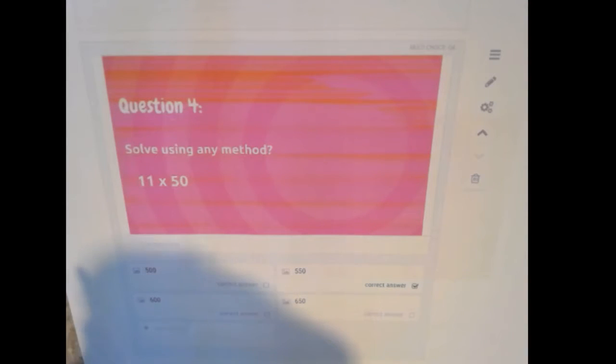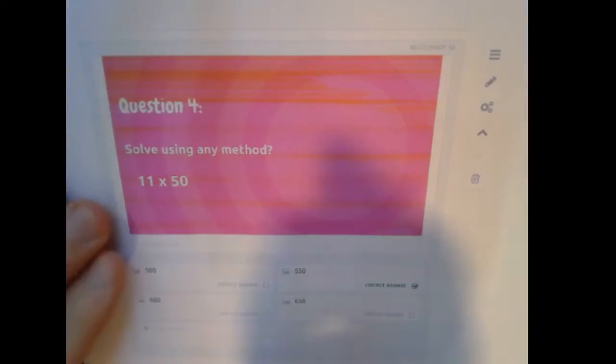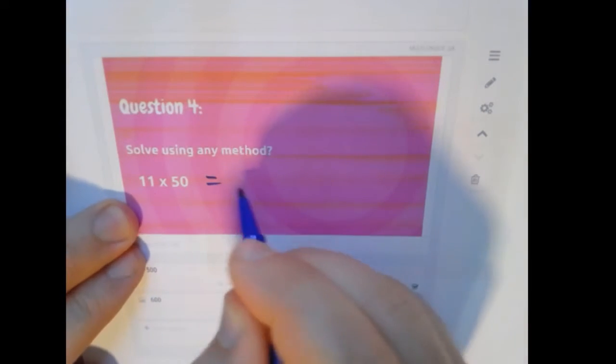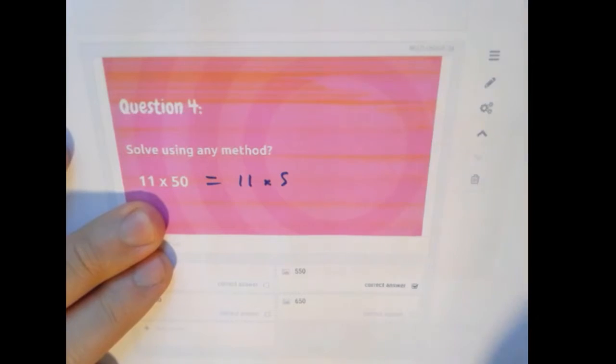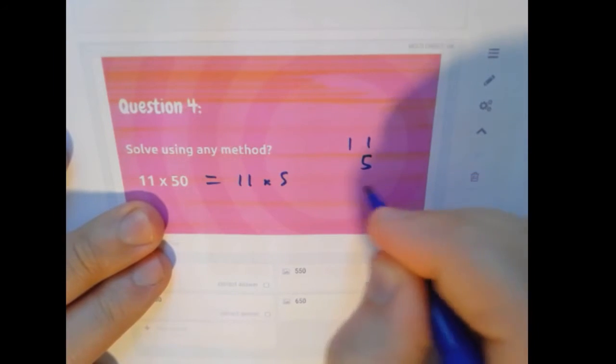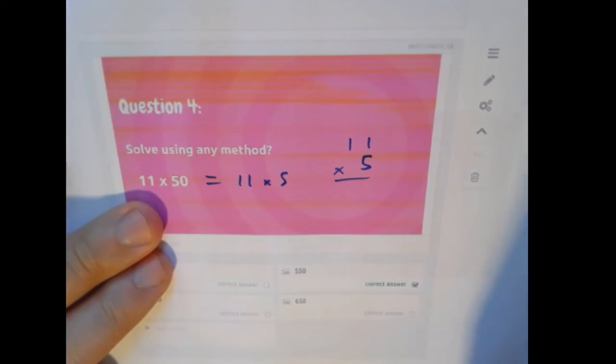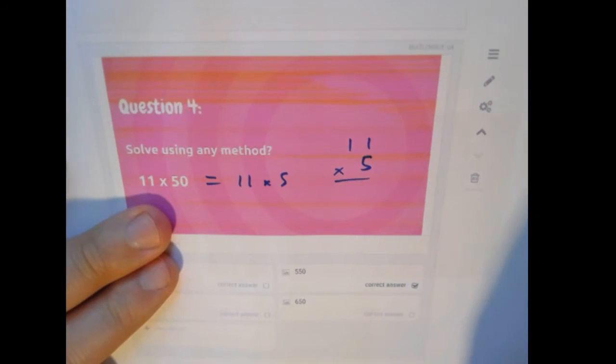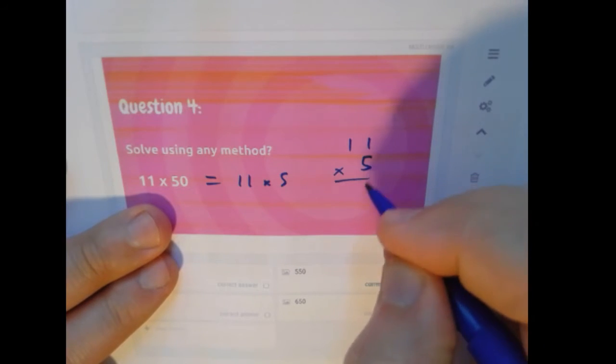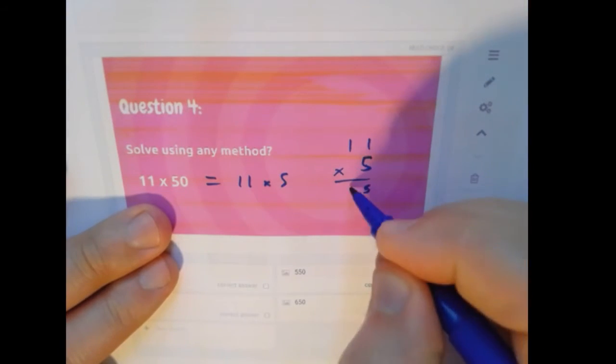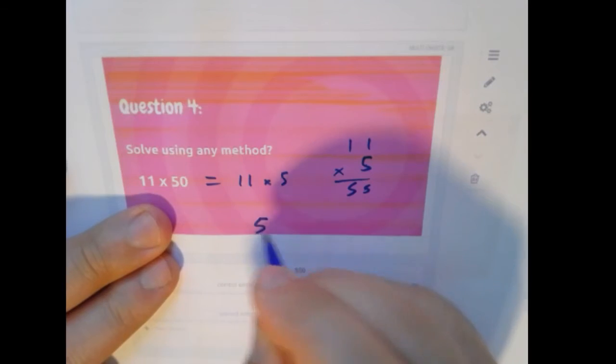Okay, what about this one? Let's solve it using any method. You can use any one you'd like. I might end up using the place value one though, and think of it as 11 times 5. If I do that, 11s are really easy, because anytime you multiply by 11, it's really just 22, 33, 44, 55, as we'll see here.